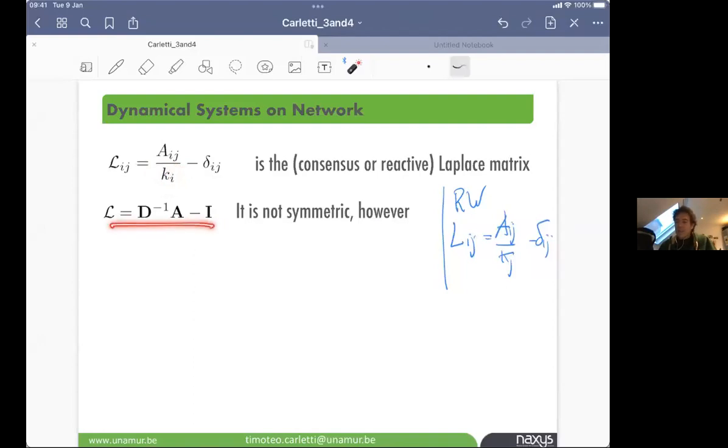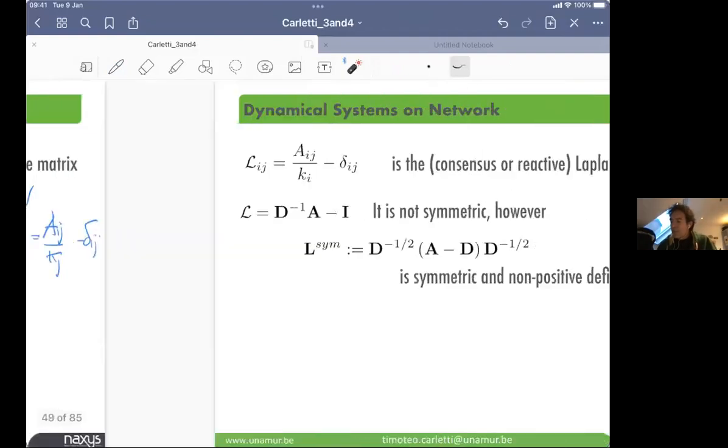So this matrix is not symmetric. You can see from here that even if the network is symmetric, so Aij is equal to Aji, because you divide by Ki, Lij is different from Lji, of course. Let me just write explicitly: Lij is in general different from Lji. So because the matrix is not symmetric, you cannot use the theorem that tells you that all symmetric matrices can be diagonalized and have a real spectrum. However, you can prove something, which is the following.